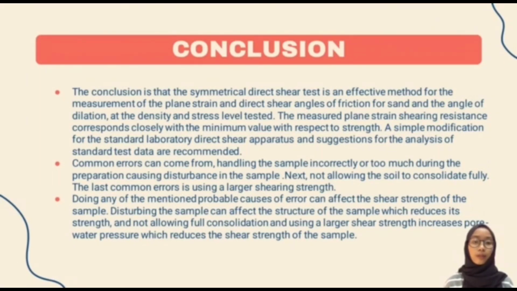Doing any of the mentioned probable causes of error can affect the shear strength of the sample. Disturbing the sample can affect the structure of the sample, which reduces its strength, and not allowing full consolidation and using a larger shear strength increases pore water pressure, which reduces the shear strength of the sample.